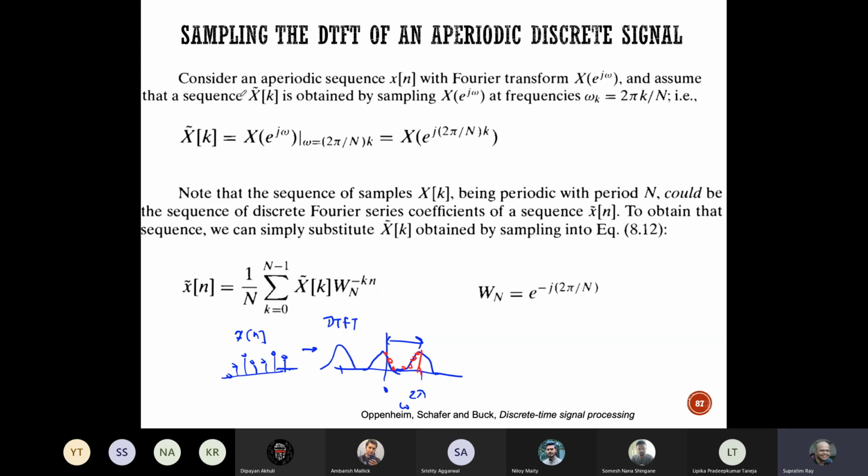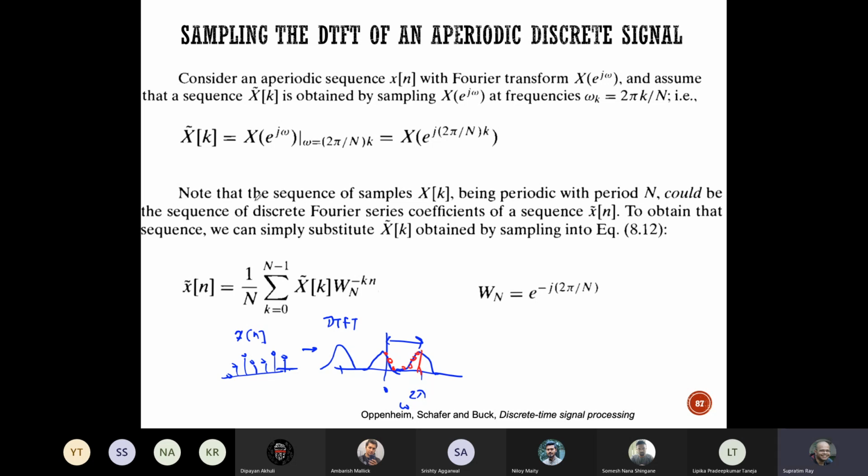So assume that a sequence X̃[k] is obtained by sampling X(e^jω), this DTFT, at frequencies given by 2πk/n, where k varies from 0 to n minus 1. So I have taken n samples of the DTFT. So I get this X̃[k]. This is the continuous function. You are sampling it at these points.